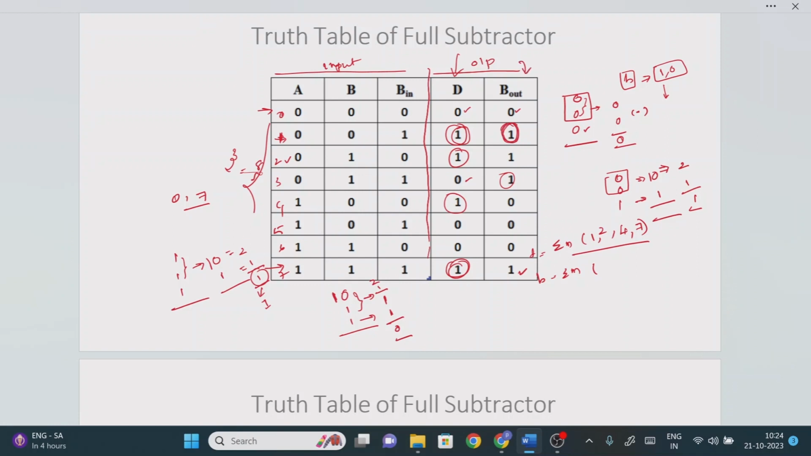So this is the SOP. For borrow, SOP means representation of the output equal to 1. Here we have the output equal to 1. This output we are getting for the input combination 0 0 1. So 0 0 1 means what is the decimal number? 1. I am going to write the 1. Next, this is also SOP. What is this input value? 2 is the input value.